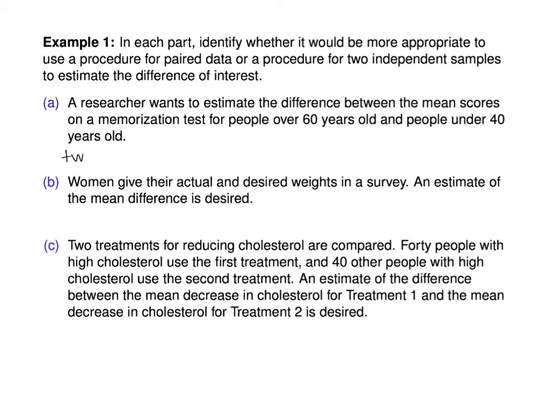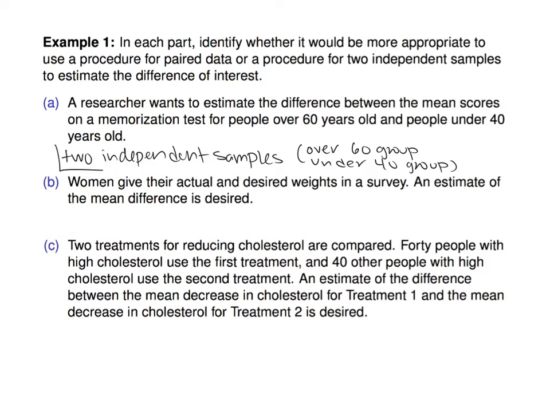So this is two independent samples, as in the over 60 group is one group, and the under 40 group is another. And just to preview what we're going to do next, the proper statistical symbol for the true population value here would be mean 1 minus mean 2.